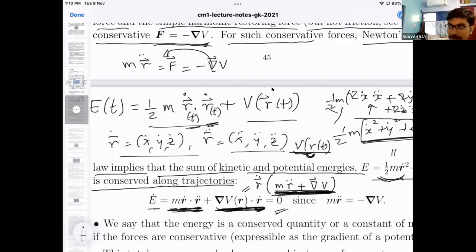Yes, please. For a conservative field, I understood that the potential energy is defined as the scalar field whose gradient gives a force, right? Correct. So, with a minus sign, how? With a minus sign. Yeah, with a minus, sorry.